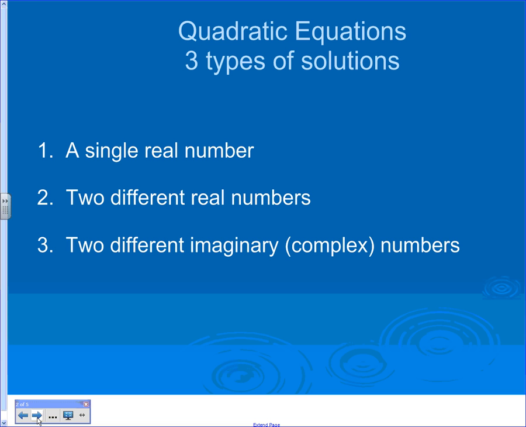for our question. We're either going to have one single real number, or we will have two different real numbers, or we will have two different imaginary numbers or complex numbers. So those are your options for the number of solutions. Either one real, or two real, or two imaginary.